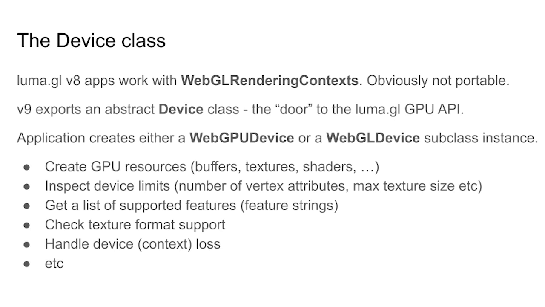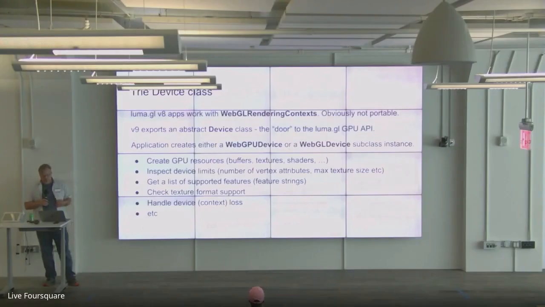of a device class. And that's an abstract interface, if you will. Under the hood you're going to have either a WebGPU device or a WebGL device. And on this device, you now have all these methods to create GPU resources: buffers, textures, shaders. If you have a WebGPU device, it creates WebGPU buffers, WebGPU textures, and shaders, and correspondingly with WebGL.